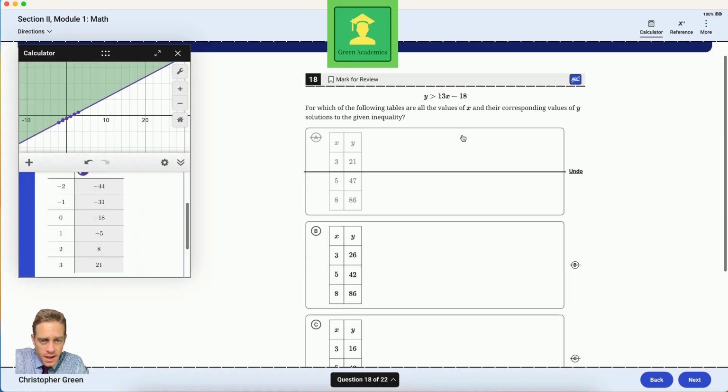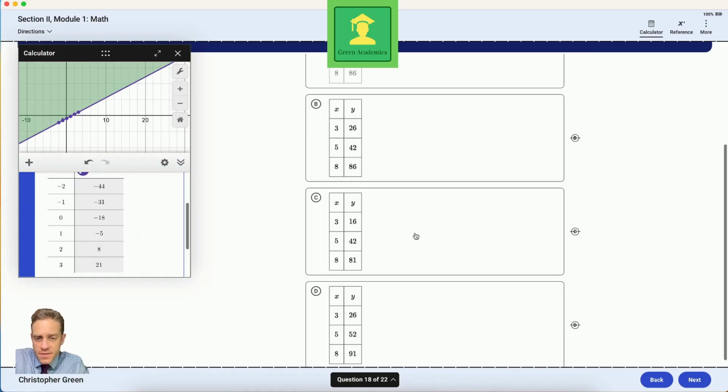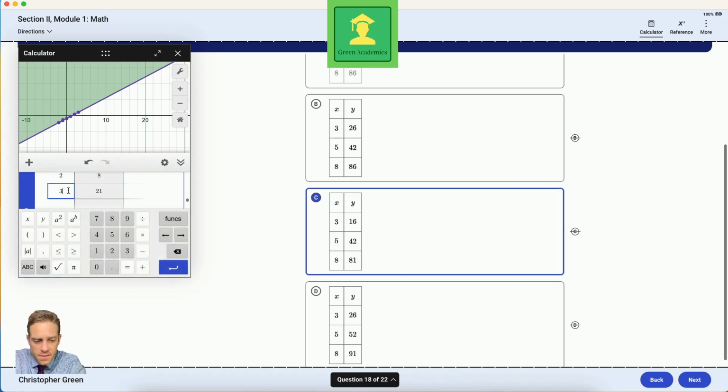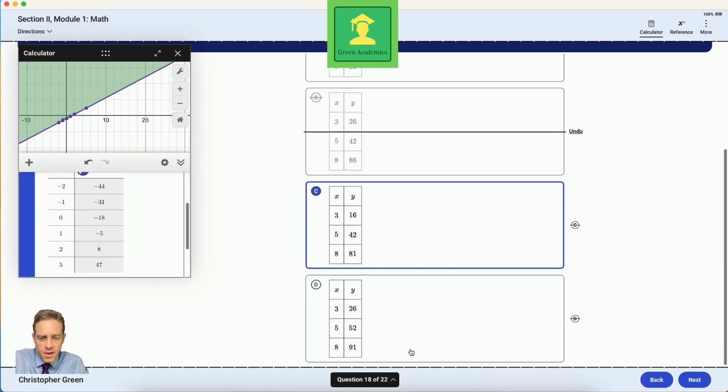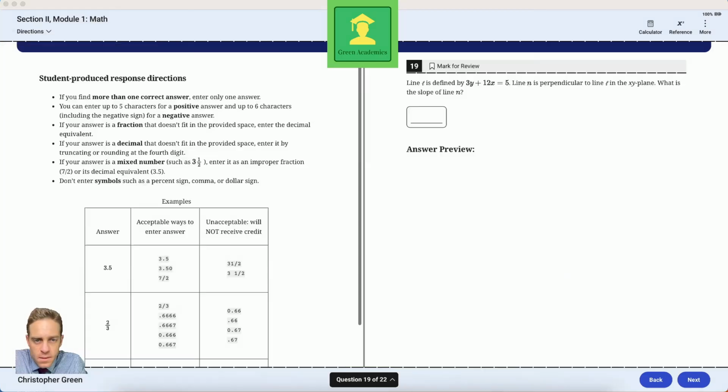So it's not A. It's also definitely not C as in cat. And then when I plug in 5, you'd have to get something that's more than 47 as the acceptable answer choice. So it's not B as in boy. It has to be D as in dog.